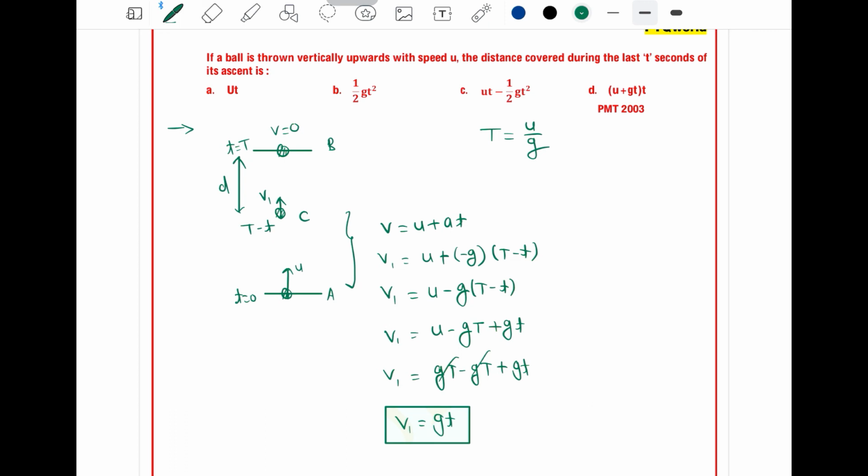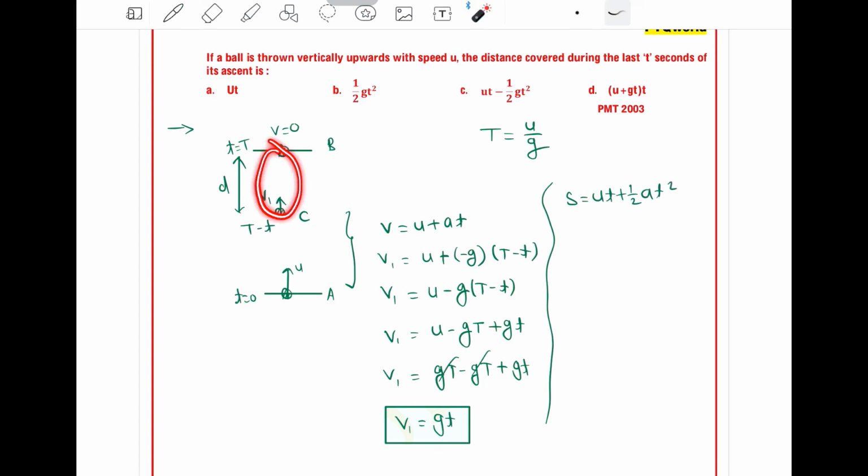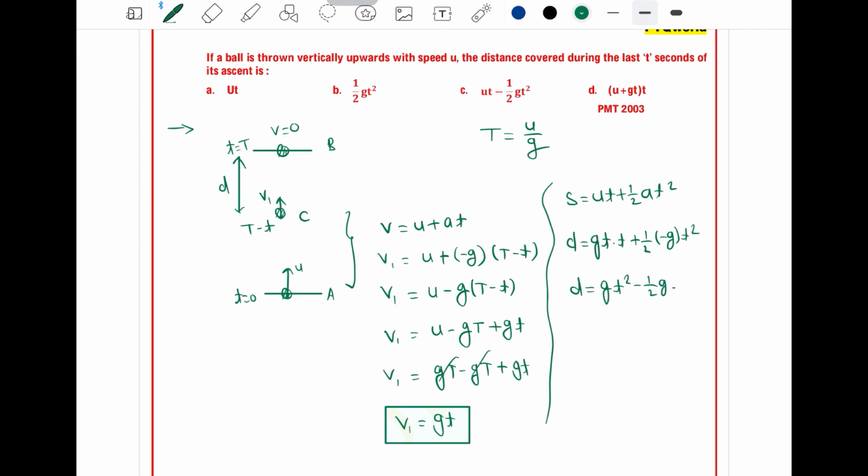Now which distance do I want to find? I want to find this distance d, right? So to find the value of d here, I am going to use s is equal to ut plus half at square, in this period from point C to point B. So the distance covered is d, the velocity is v1, which is gt, into the time taken t, plus 1 by 2, acceleration is minus g, into t square. So d is equal to gt square minus 1 by 2 gt square.